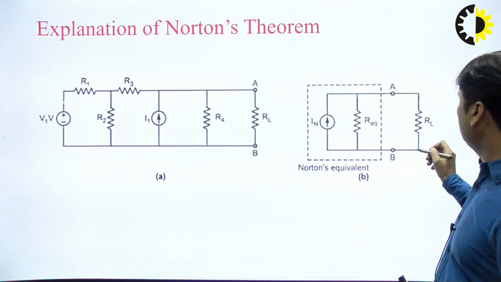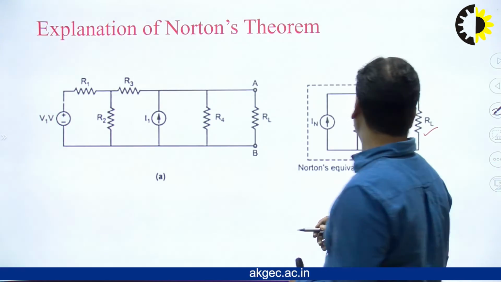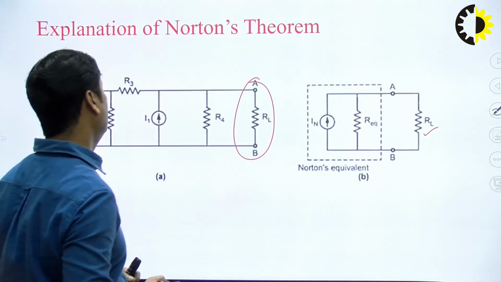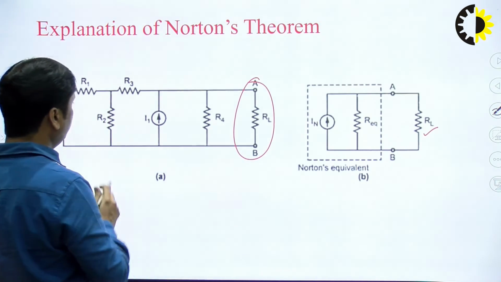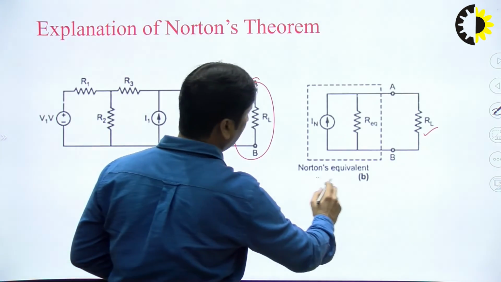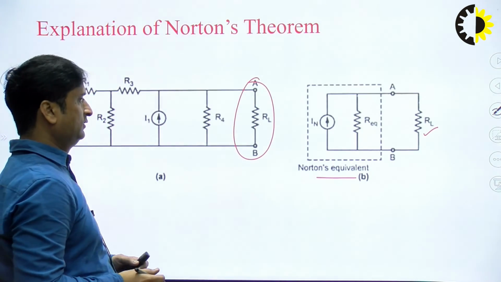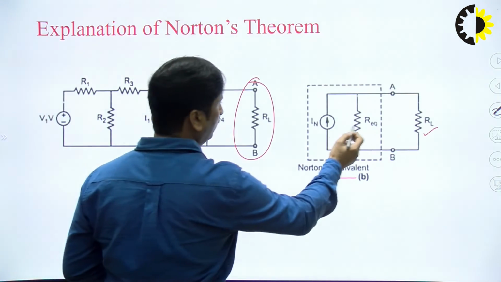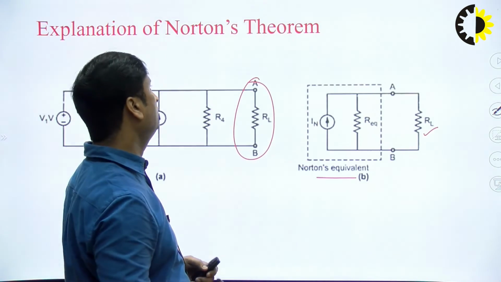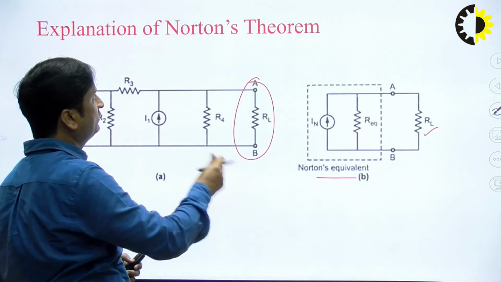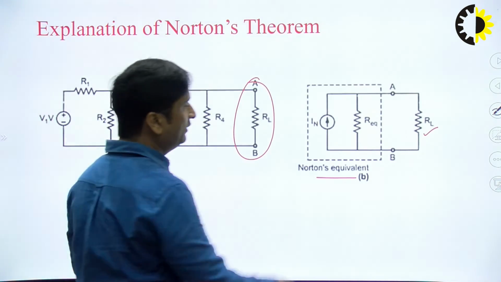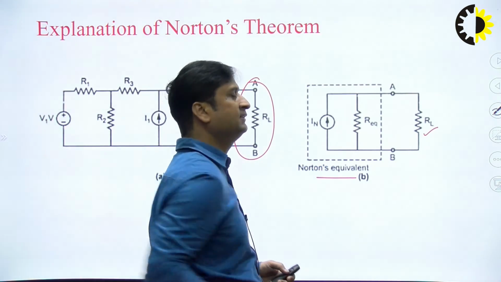So whenever a load resistance RL is there across AB, suppose we have to find the current in this branch RL through Norton's theorem. Now what will we do? We have to just replace the whole circuit by this Norton equivalent circuit. So we have to find the IN and R equivalent. We also call it the Norton resistance. This is the basic explanation of Norton's theorem. It means that it converts the complex network into a simple network having a current source and a resistance in parallel.